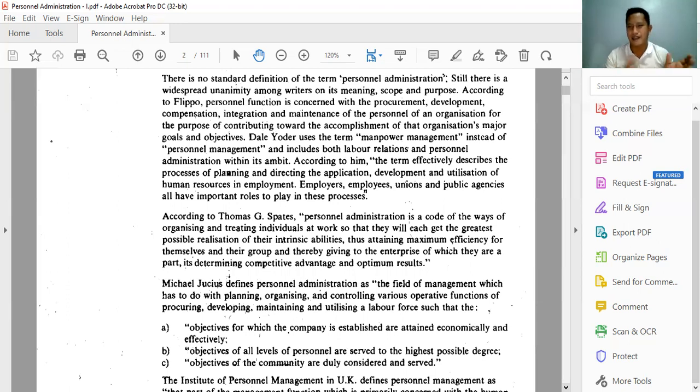So in the end, it's a give and take process. When you yourself belong to the top management, and the top management is very well organized, of course, it's not impossible to create a very healthy organization. So according to Michael Hosius, personnel administration is the field of management which has to do with planning, organizing, and controlling various operative functions of procuring, developing, maintaining, and utilizing a labor force such that the objectives for which the company is established are attained economically and effectively.